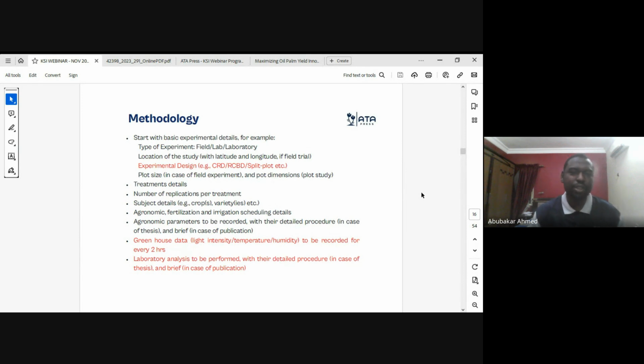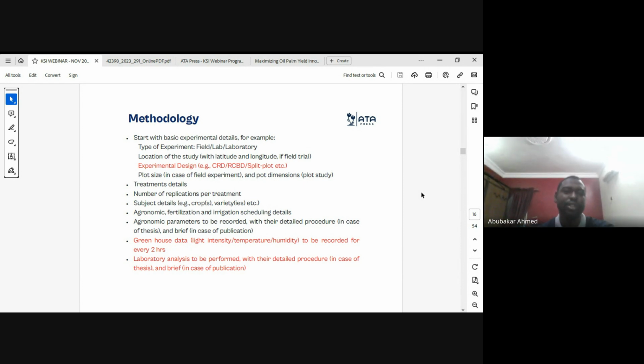Then also you need a number of replications per treatment. How you replicate your treatment is also very important in framing your methodology. Then subject details. What is your subject? That is the focus of your research. What is in question? For example, we gave an example last week on rice, which is our subject, which is the focus. Then we need to have the details.